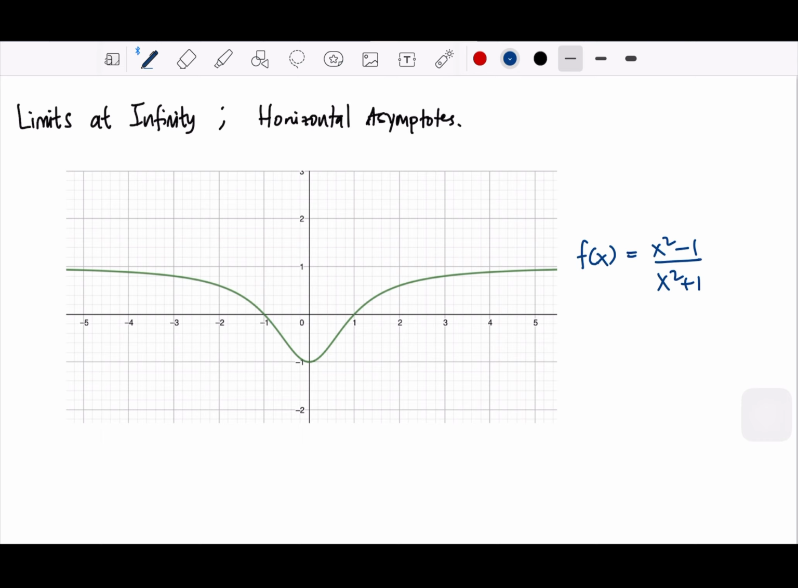When you look at these functions and zoom out, you see that as x approaches some numbers to the left and to the right, the function has a certain value. Around this number 1 here, we can create a line at y equals 1.